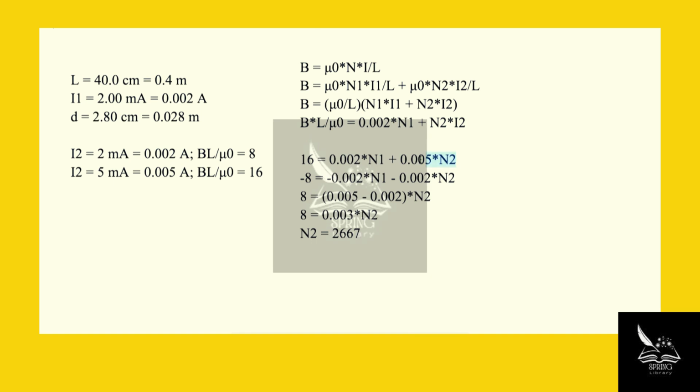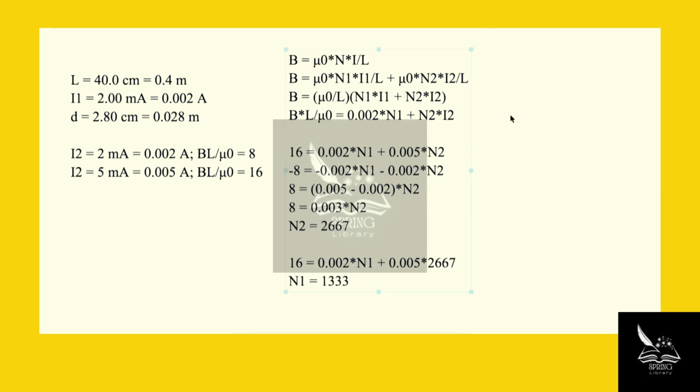So now all we have to do is pick one of our equations. Let's say this one, just because, and plug in n2 here and just solve for n1. And what that's going to give us is n1 equals 1333. Again, I'm rounding to the nearest winding so that we don't have fractional numbers of windings. So this is going to be the answer to part B here. We've figured out n1 and n2.